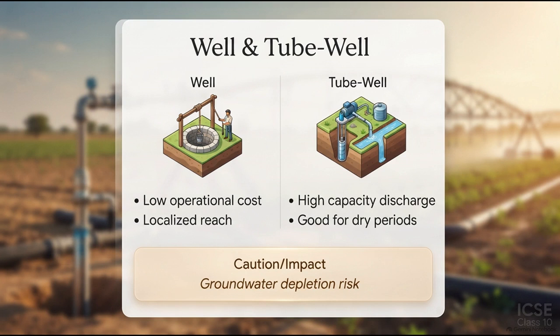Now, let's zoom in on groundwater extraction for a second. Traditional wells have a very low construction cost, and they give small farmers a lot of independence. But their supply is pretty limited. Tube wells, on the flip side, offer high discharge and can literally save entire crops during a drought because they reach much deeper water tables.